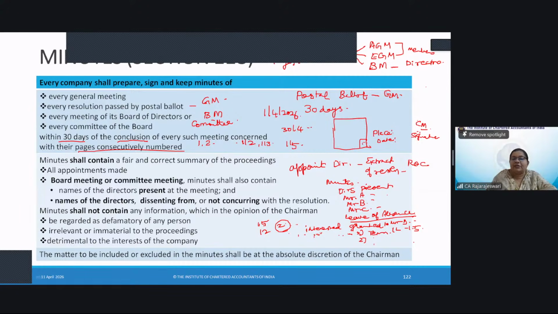So board meeting or committee meeting minutes shall also contain the names of the directors present at the meeting and the names of the directors dissenting from the resolution. Dissenting means not accepting, or they are not in favor of the resolution, dissenting from or not concurring with the resolution.